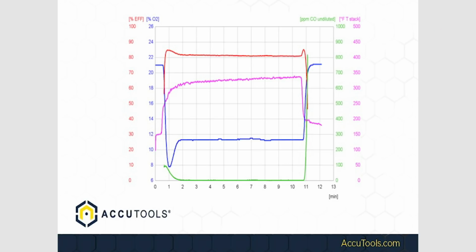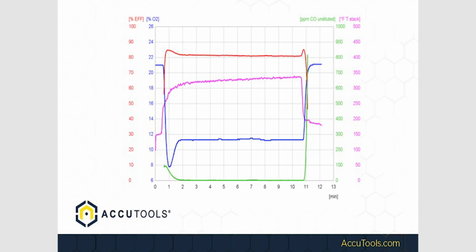So this is what we see when we're graphing. This is actually off of a Testo analyzer. You can do the same thing off the AccuTools analyzer. This is a graph of combustion analysis. This is typically what we want to see. So we start the appliance up. If you look here, this is efficiency. This is oxygen. The green is CO undiluted, and this is stack temp.